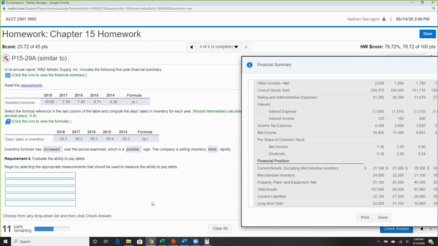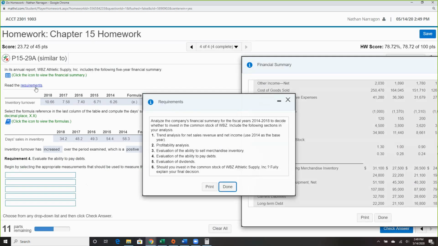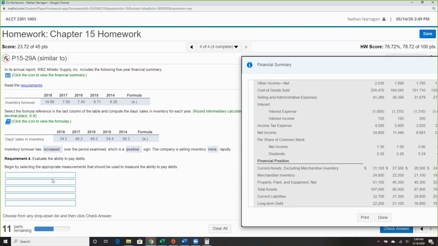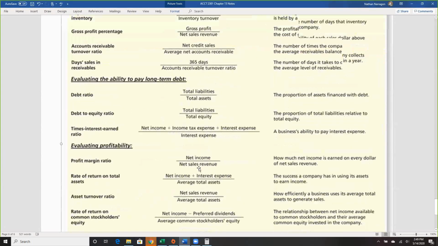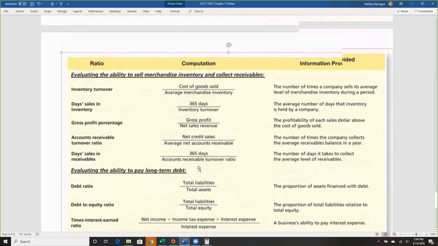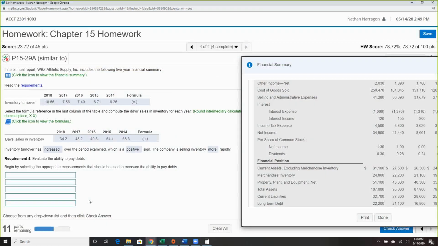Well, how many requirements? 6. We're almost there. I think there's 1, 2, 3, 4, 5. Yeah, 5 formulas. This is a killer. So, let's see, which one is it asking for now? Begin by selecting appropriate measurements that should be used to measure the ability to pay debts.